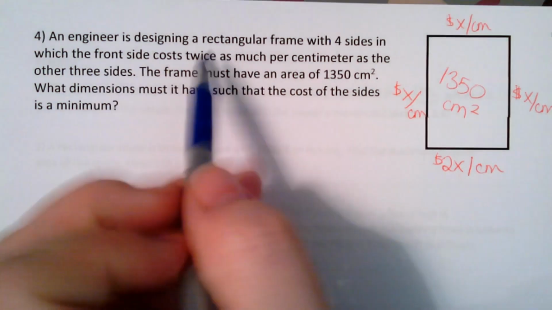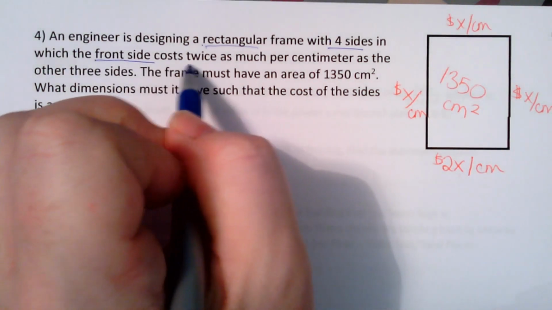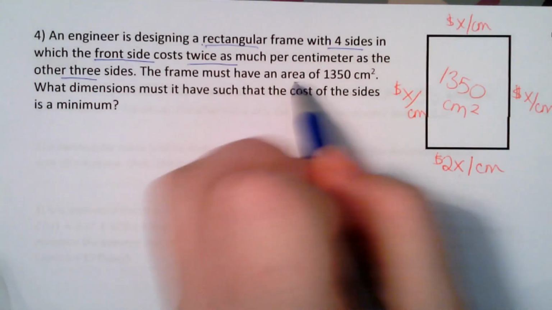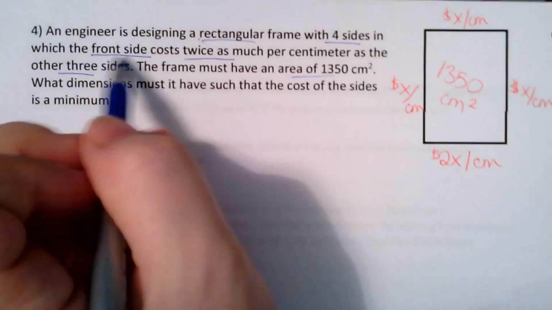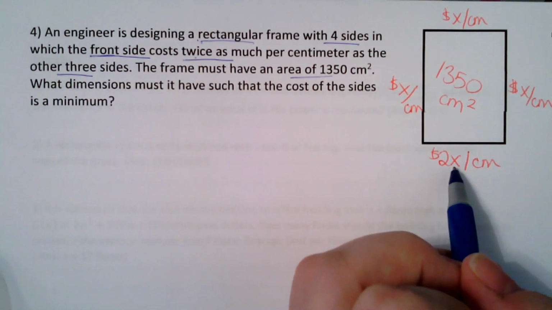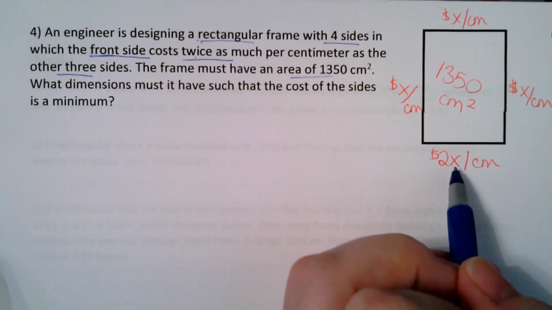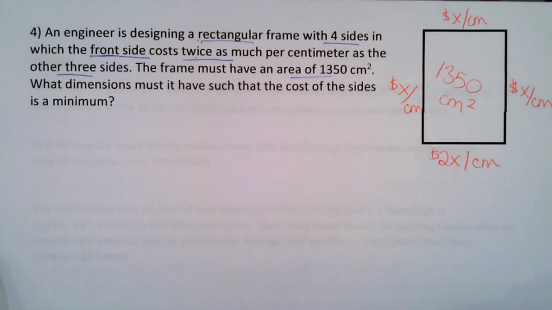So just one more time. You have a rectangular frame, 4 sides. The front costs twice as much as the other 3 sides. The inside area has to be 1,350. So front twice as much, so I called it 2x. Doesn't matter what the cost is, $4 per centimeter, $6 per centimeter, 3 cents per centimeter. I know it's going to cost twice as much as the other 3. So I can use x, it'll be fine. You'll see that it'll work out even without that information. You can't use what you don't have. So if we don't have the cost exactly, that's fine, but we do know the ratio of costs between sides.